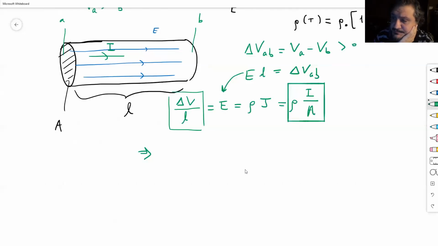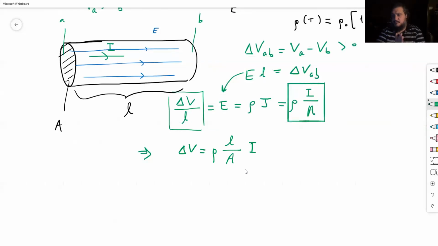Okay, so delta V will be equal to rho. I'm not going to solve for rho, I'm going to solve for delta V. Delta V will be equal to rho times I times A times L. So L divided by A times I.